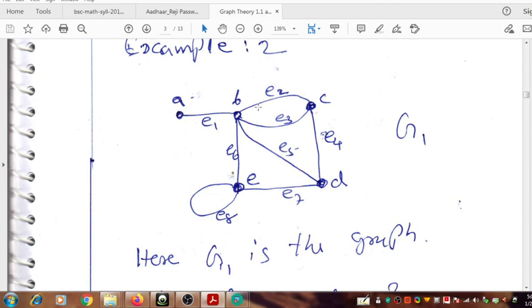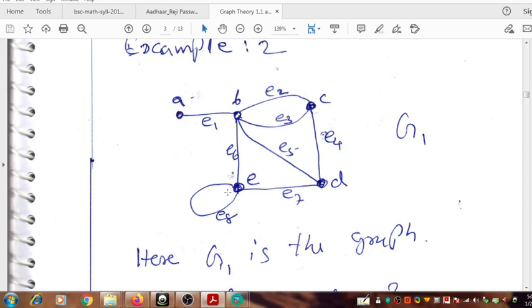So what is a multiple edge? Multiple edges are edges having the same end vertices. Here the end vertices are B and C. Since these two lines have the same end vertices, these lines are called multiple edges.